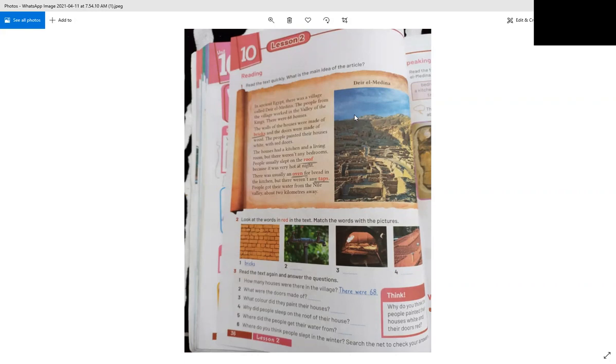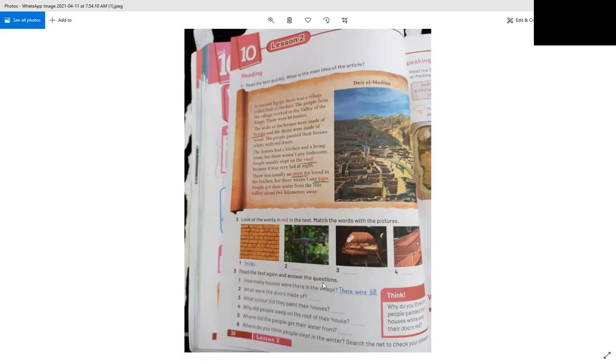The houses had a kitchen, a living room, but there weren't any bedrooms. People usually slept on the roof because it was very hot at night. There was usually an oven for bread in the kitchen, but there weren't any taps. Tap is something we use to get water, so I always use the tap to get water. People got their water from the Nile Valley, about 2 kilometers away.